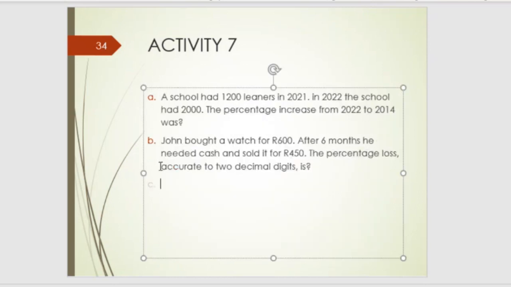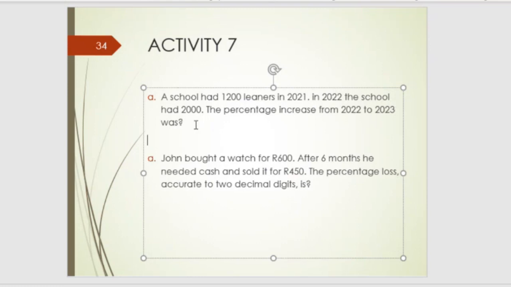A school had 1,200 learners in 2021. In 2022, the school had 2,000. What is the percentage increase from 2021 to 2022? You can just say 2,000 minus 1,200, you can see that is 800. But we don't want it in numbers. I think stats are good when you're presenting them in percentage rather than in actual numbers, because the numbers might differ, right?